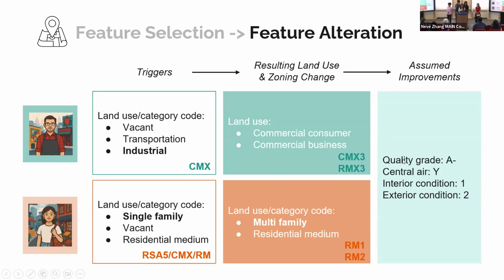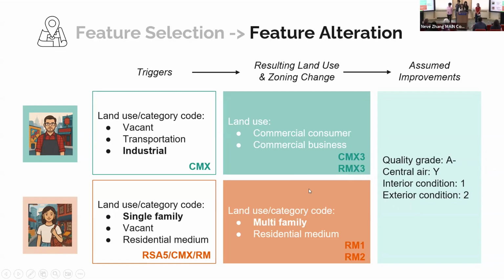Considering the different perspectives of commercial and residential improvements, the feature alteration has different triggers and following changes. For commercial change, we consider the zoning permission. We focus on converting vacant or industrial land in commercial mixed-use zoning CMX to commercial zone uses with zoning CMX3 and residential mixed-use zoning RMX3.